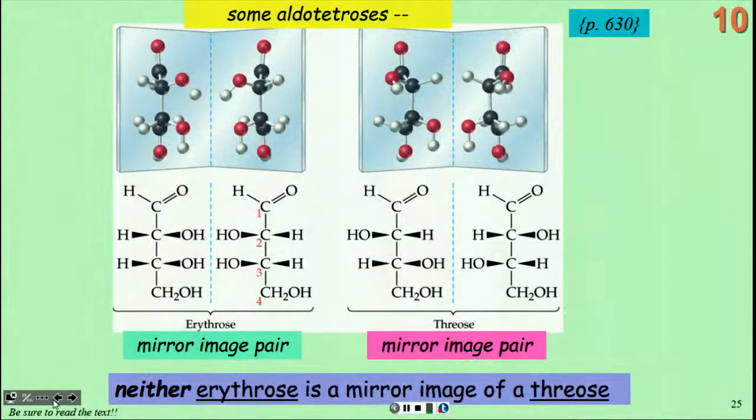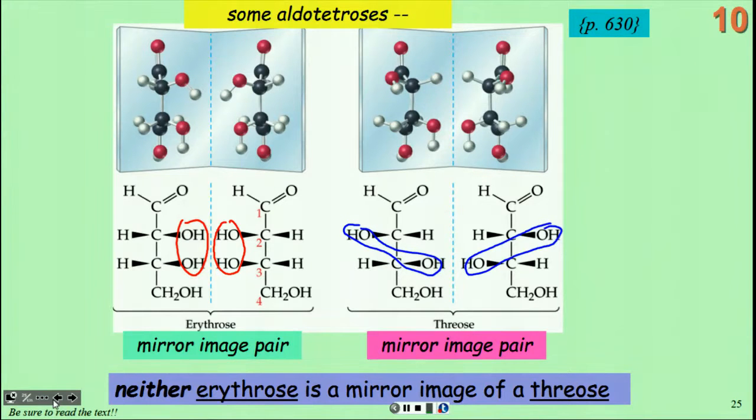Now, aldotetroses, erythrose and threose, have 2 different forms each, and there are 2 mirror image pairs. Notice that all the OH groups are on one side for one form of erythrose for the chiral carbons, and the opposite side for the other form of erythrose. For threose, the OH groups are on opposite sides, if you look at it that way. But which one is on the left or the right is opposite in the 2 different forms. So there are 2 mirror image pairs.